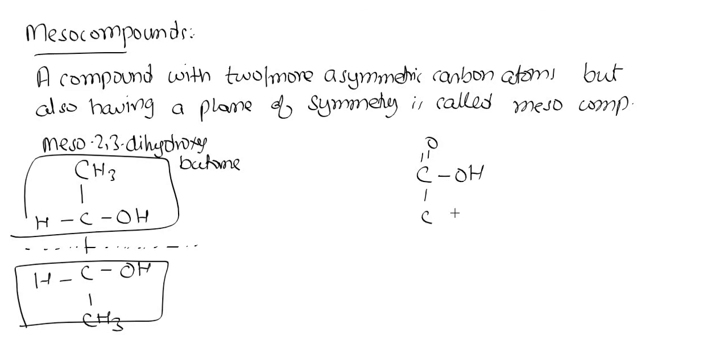This is OH, this is OH, hydrogen. We have this carbonyl. No, this is not oxygen. This is hydrogen. This is carbon. This is carbonyl oxygen. So this is called 2,3-dihydroxysuccinic acid. When we divide it into equal parts, it will divide into two equal halves.